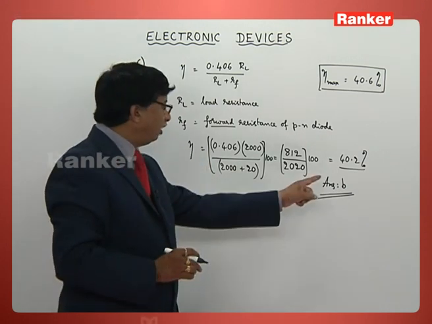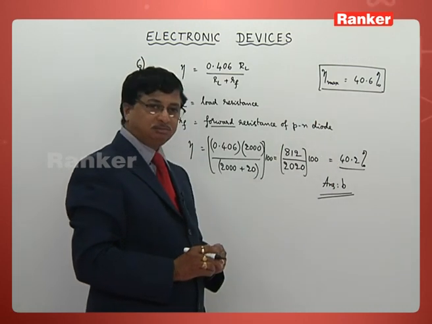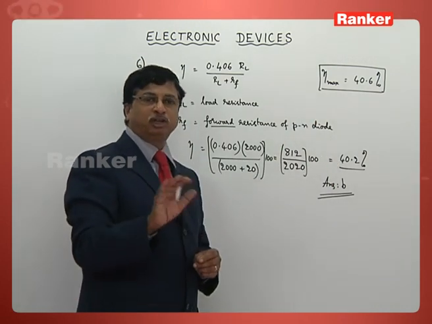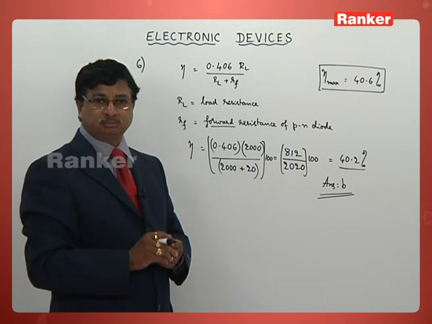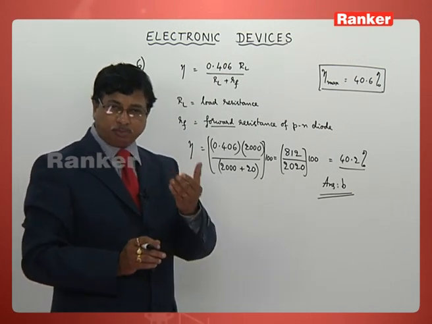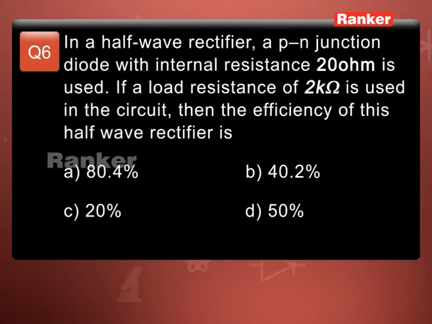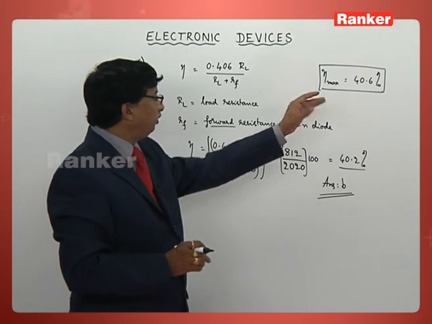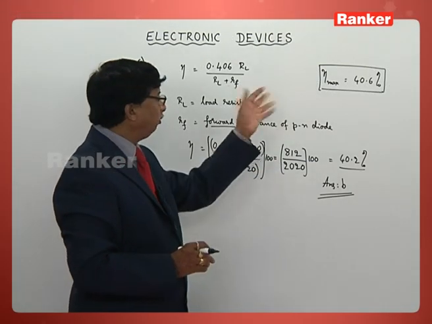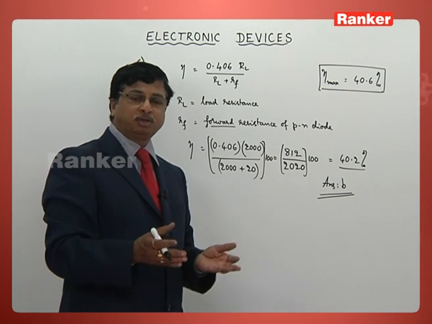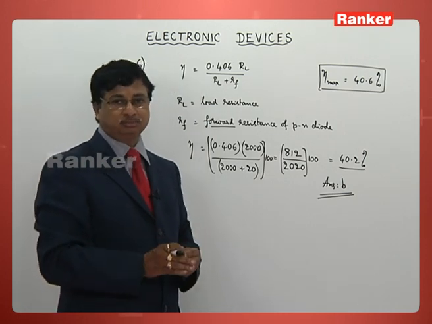So if your answer is nearby that one, you need not work out anything, you can opt for that. For example, in this particular problem, the first option is above 80, 80.4. The second option is 40.2, the third option is 20 and the fourth option is 50. So it cannot be 50, it cannot be 80. So your option must be either B or C.